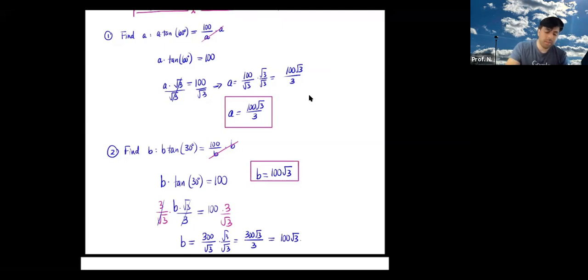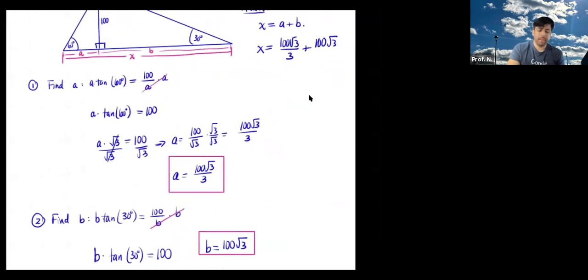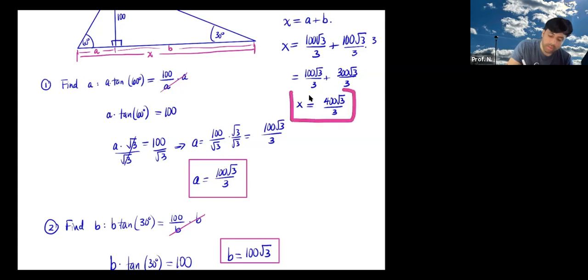So I know what A and B are individually, which means I know what X is. X is equal to 100 rad 3 over 3 plus 100 rad 3. What do I have here? I have two things that I can combine if I have the same denominator. So I'm going to rewrite it as 100 rad 3 over 3 plus 300 rad 3 over 3. Same denominators, combine the numerators. So I have 100 rad 3 plus 300 rad 3, a total of 400 rad 3 over 3. And that is the final answer here.